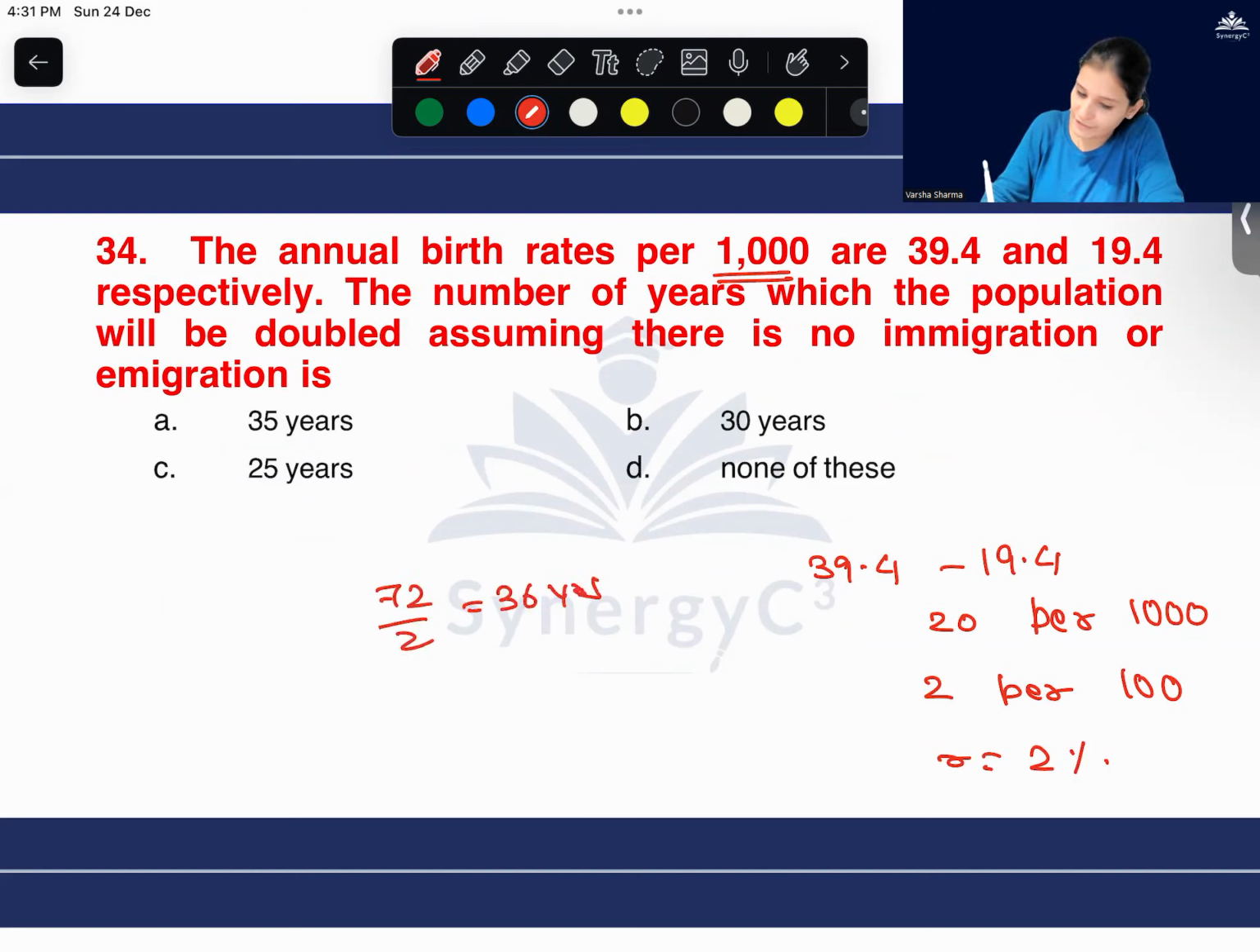The nearest is 35. This is an approximated formula. If you use the actual compound interest formula, you get 35 point something. That's why the nearest one, mark. For such a small difference we won't go for another.